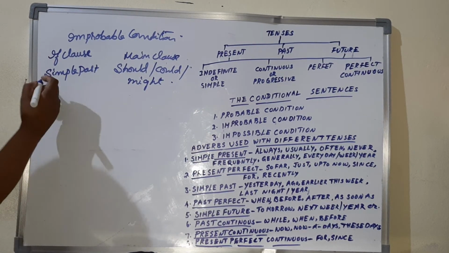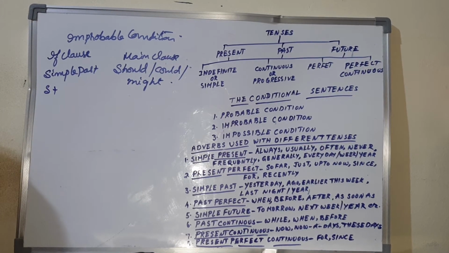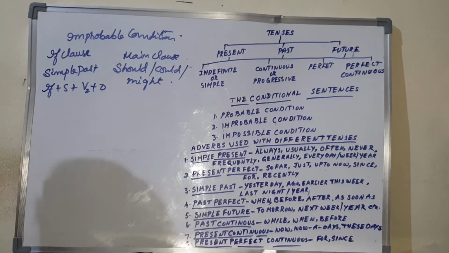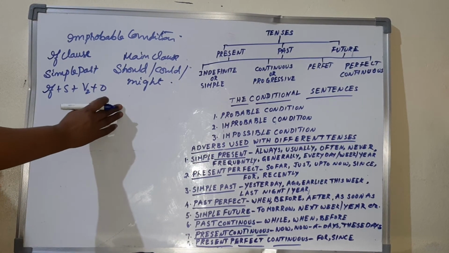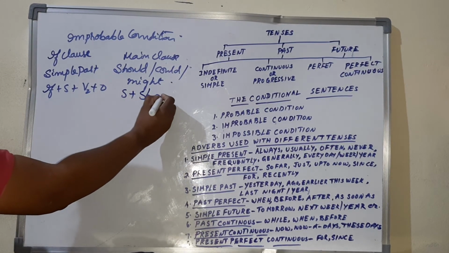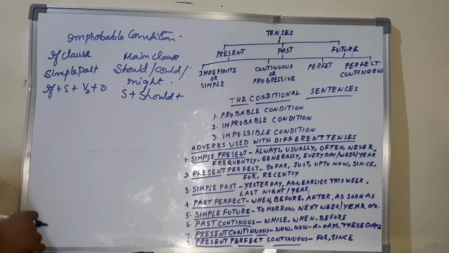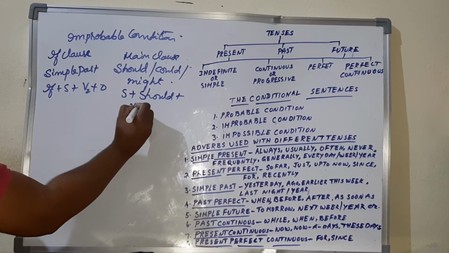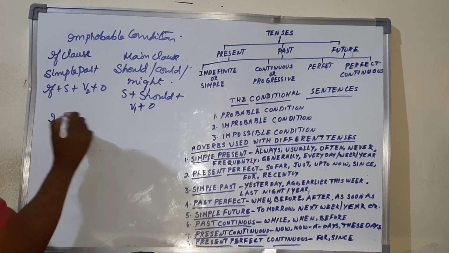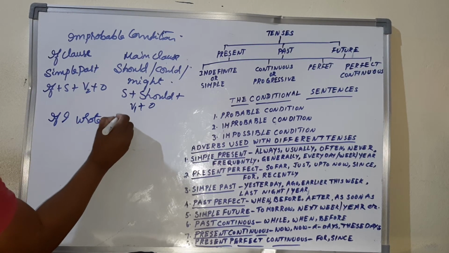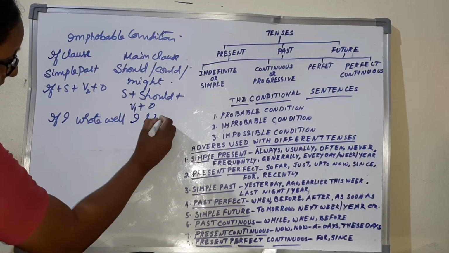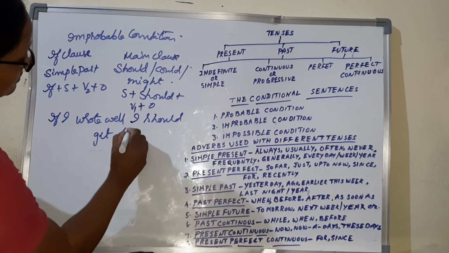The structure of the if clause is subject plus verb plus object. The main clause is subject, should or could or might, plus the first form of the verb, and object. Here I will write: if I wrote well, I should get first mark.